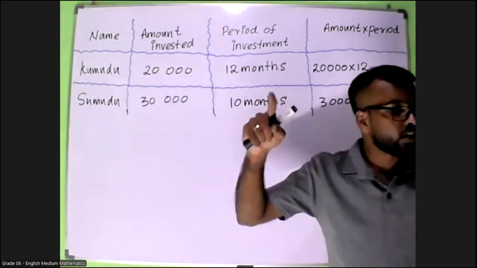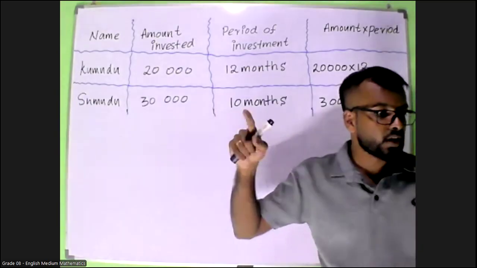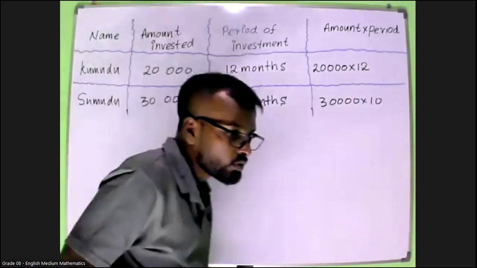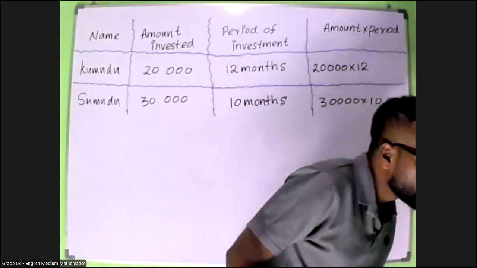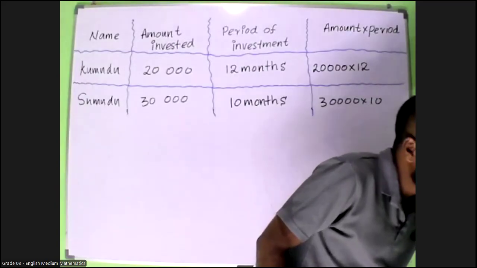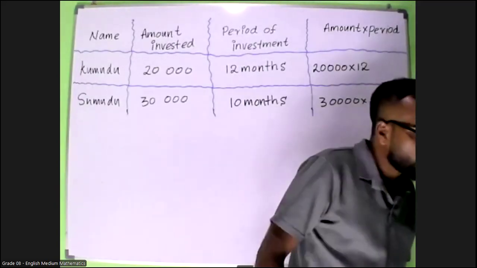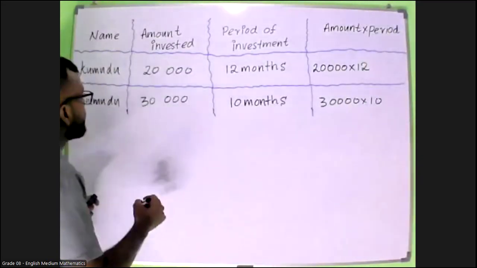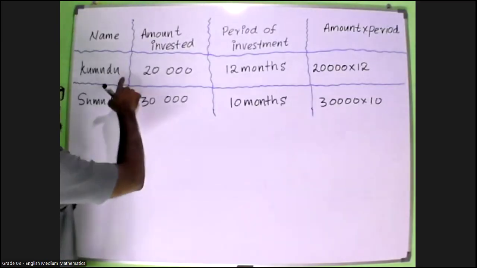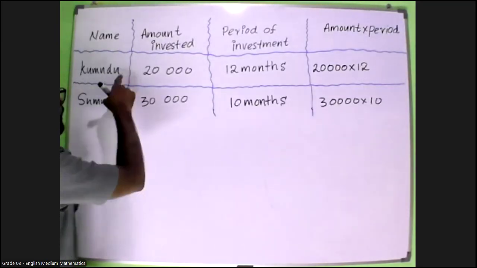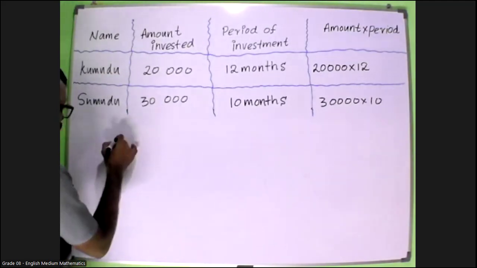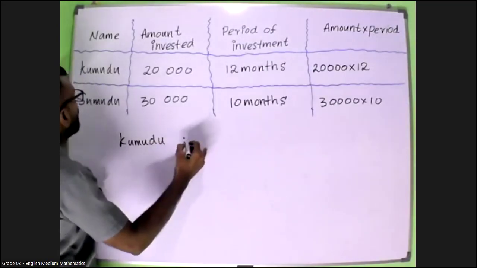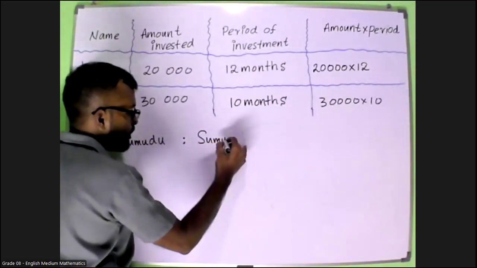Write the fraction of amount of profit received by Sadhun and Shashika. Most important thing. Not Sadhun and Shashika, Kumudu and Sumudu. Sorry, I got the wrong question for that. So we are going to write down the proportion first, Kumudu and Sumudu. How do we write this? Kumudu to Sumudu. Look at the board now.